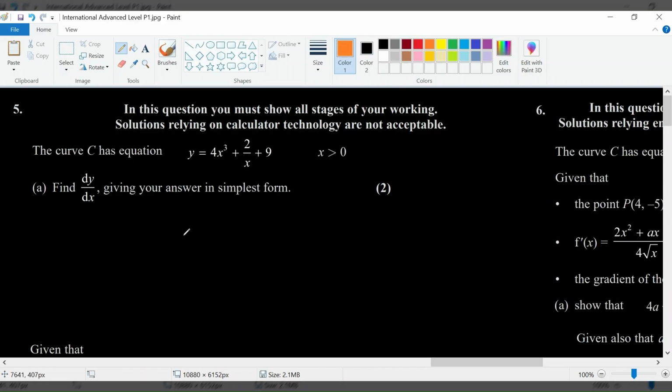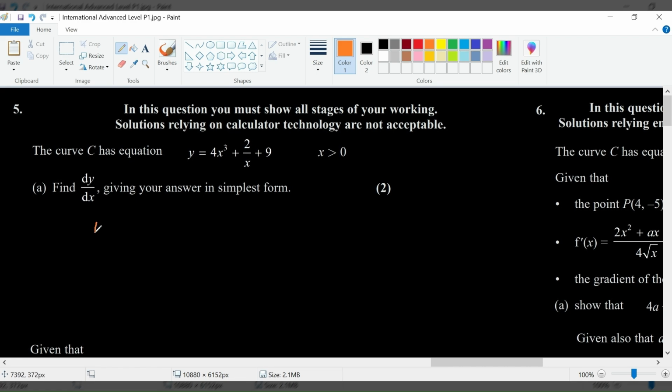Now, when it comes to question number 5, it says, in this question, you must show all stages of your working. Solutions relying on calculator technology are not acceptable. The curve C has equation y = 4x³ + 2/x + 9, and the value of x is greater than 0. Find dy/dx, giving your answer in the simplest form.